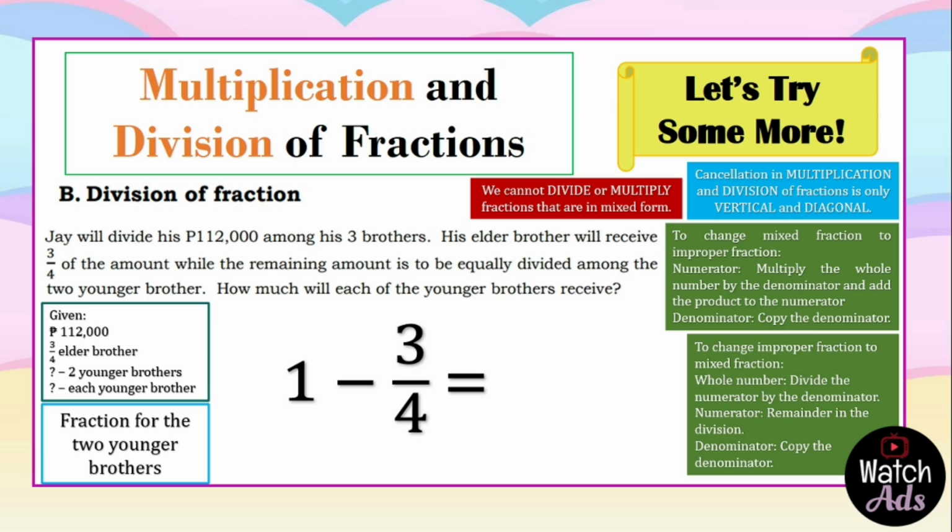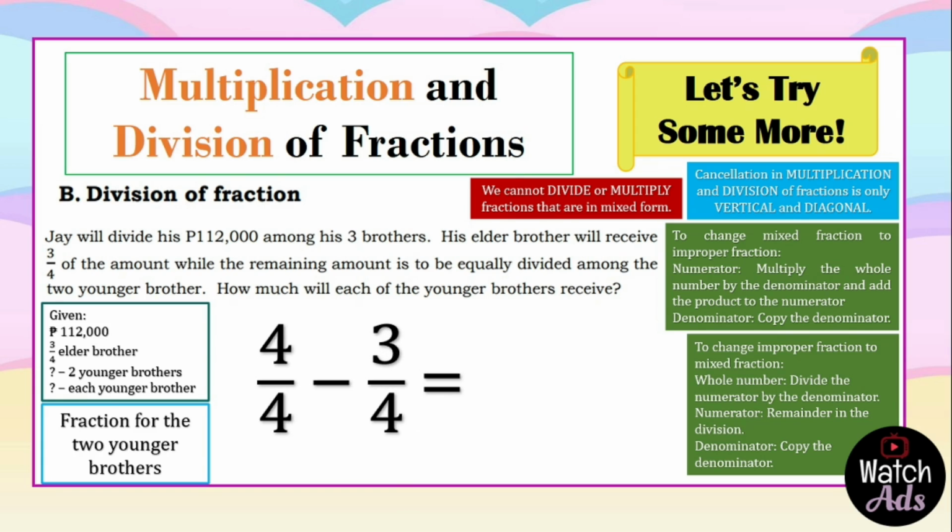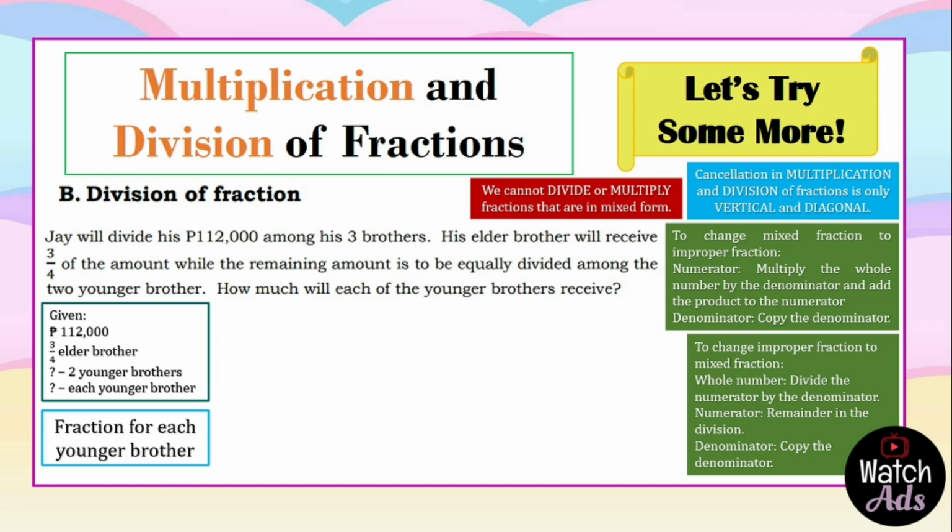And if I convert 1 into 4/4, it will be easier for me to subtract because they will be similar fractions. So now I convert 1 into 4/4 less 3/4. Now our rule in subtracting similar fractions is to copy the common denominator and subtract the numerators. Now we have 1/4. Now 1/4 is the share for the 2 younger brothers. Now we have to compute for the fraction for each younger brother.